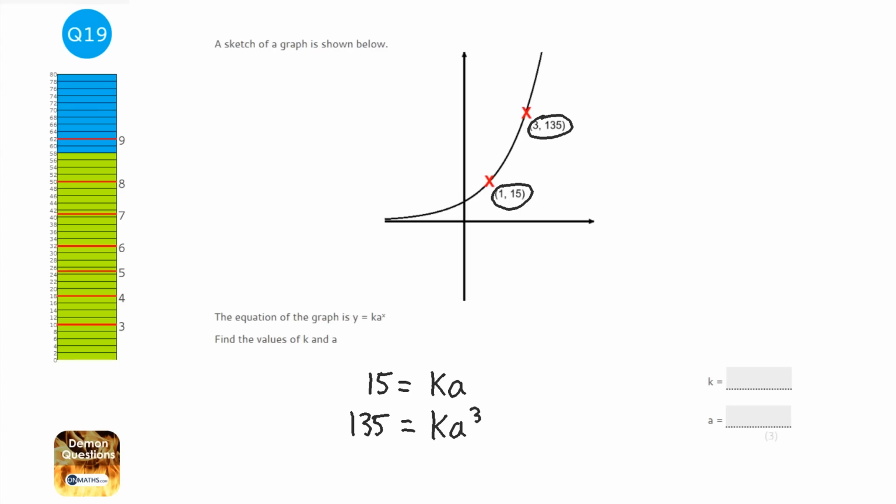Now I'm going to think about what I do to the right hand side here to get from ka to ka cubed.